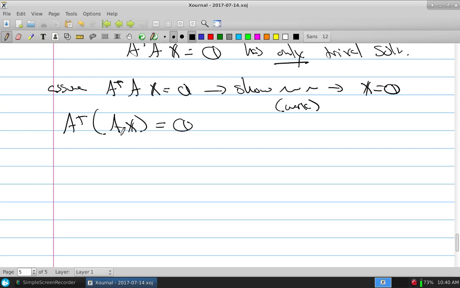What does that tell you about AX? It says A transpose times this is 0. So that means A transpose times something equals 0 tells you that the something that you multiplied has to be where? This says AX is in the null space of A transpose, right? A transpose made it 0. This thing has to be in its null space because it nulled it. Everybody okay with that?